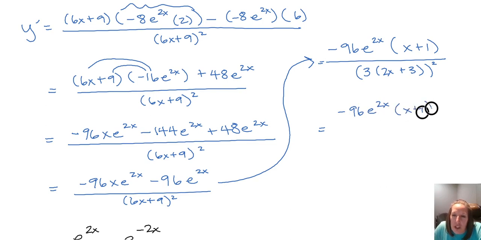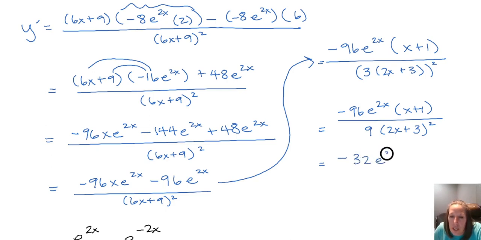And we can go ahead and square that 3 out front, and then just leave the 2x plus 3 quantity squared. And then our last step here is to simplify. 96 divided by 9 is 32 over 3. So we're going to get negative 32 e to the 2x times x plus 1 over 3 times 2x plus 3 quantity squared.